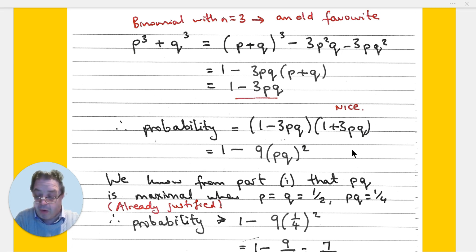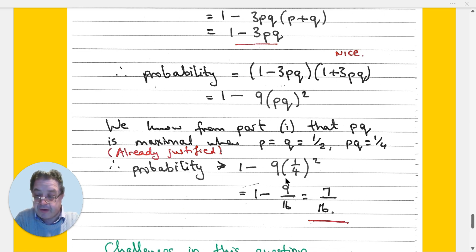We did that in part 1. We've already justified the maximum value is when p equals q equals a half. Then pq is a quarter. So the probability will be, for all p and q values, greater than or equal to 1 minus 9 times a quarter squared, 1 minus 9/16, and that is 7/16.